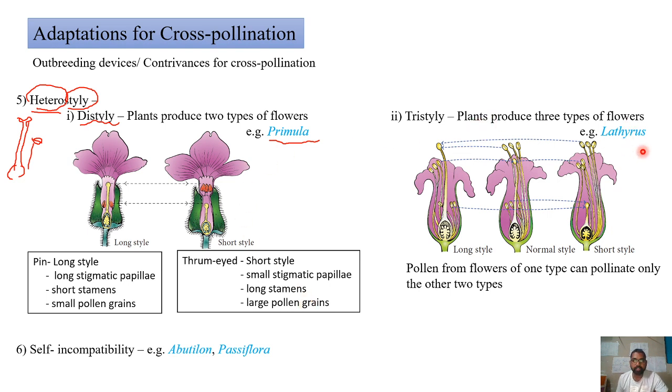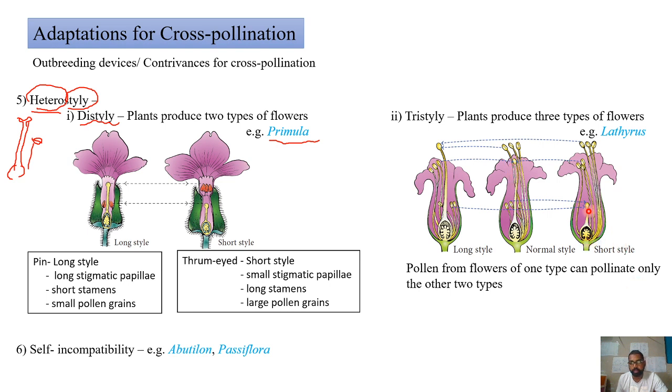In case of Lathyrus, there is tristyly. That is, the plants can produce three types of flowers with respect to the style length. So in the first case, there is long style. This is the long style. So when the flower consists of long style, the anthers may be of the medium height or maybe shorter. And in the flower with the normal style, the anthers either are longer or shorter. Now, the medium sized anthers here, that is stamens here.